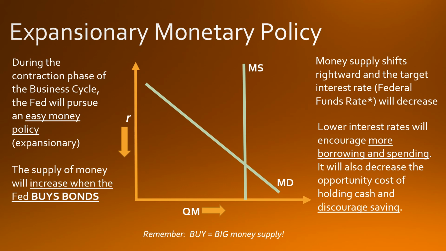Remember, the whole point of an expansionary policy is to get people to spend more money as opposed to saving more money. We're not really worried about inflation. What we're trying to do is correct the problem of unemployment. So remember that an expansionary policy would be a rightward shift of our money supply curve because the quantity of money is going to get bigger.